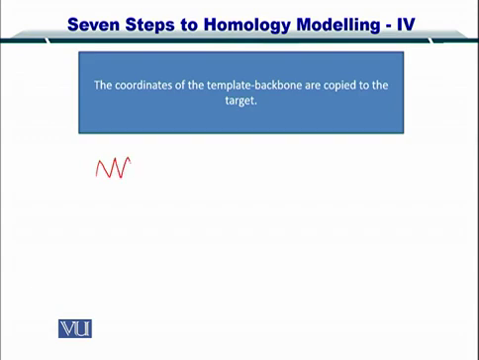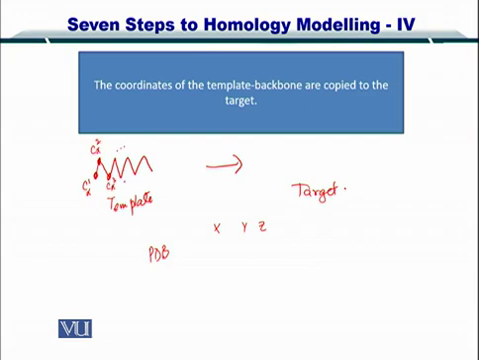Let's say here is your template, and you want to use it to create a target. So PDB gives you the X, Y, and Z of each alpha carbon. So let's call this carbon alpha 1, carbon alpha 2, carbon alpha 3, and so on. So you have alpha carbon 1, so you have X, Y, and Z. Next you have carbon alpha 2 with its coordinates. So this information is there in your PDB, and you can have all the alpha carbons that are here in the template's backbone.